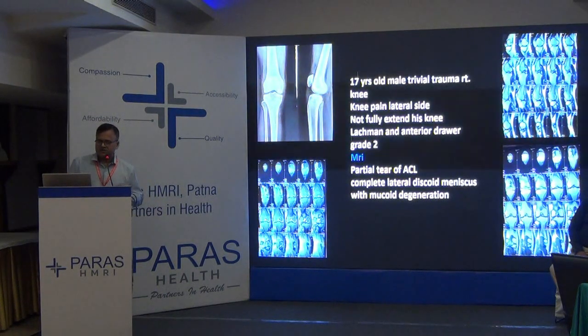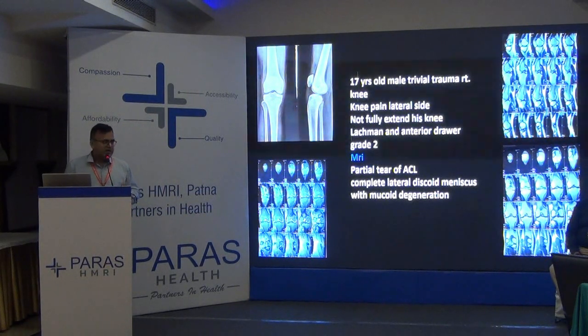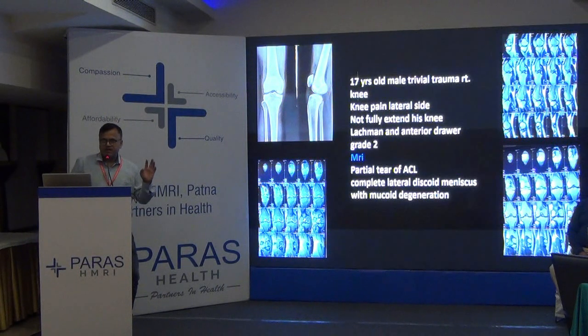This is one case of a 17-year-old male patient having trivial trauma on the right knee, and there is pain on the lateral side of the knee. He has not been able to extend his knee for the last 1 year. Blackburne and the anterior drawer test grade 2 positive, pivot shift negative. On the MRI, there is a partial tear of the ACL, and of course there is a complete lateral discoid meniscus with mucoid degeneration. These are the MRI findings.